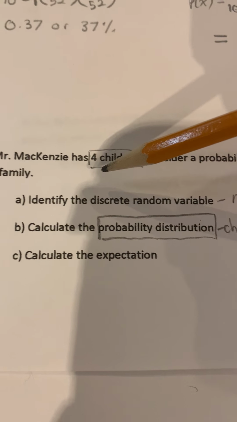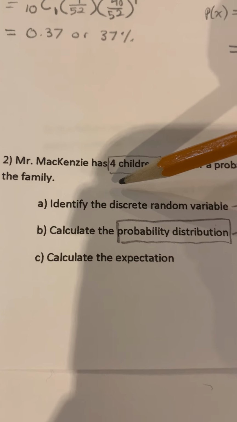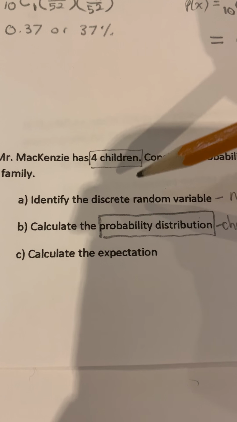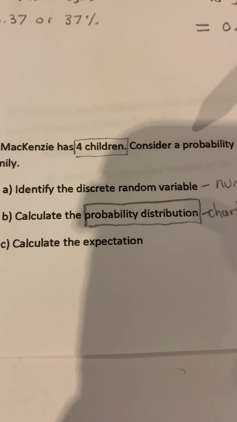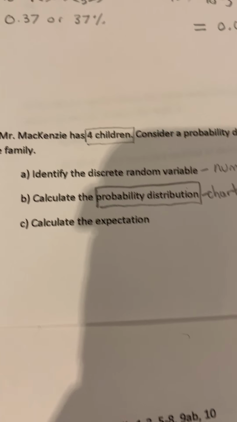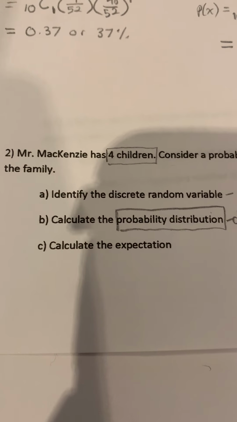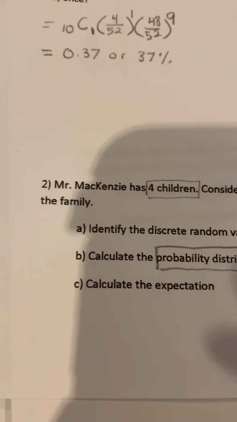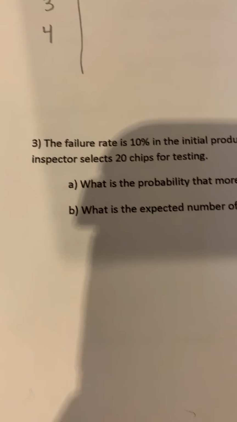If I have, say, a girl first, that does not affect the sex of my next child. Say I have 2 girls, those 2 girls will not affect the sex of the 3rd child. So each child is its own trial. It's independent, they don't affect each other. That's how we know we're doing binomial here.